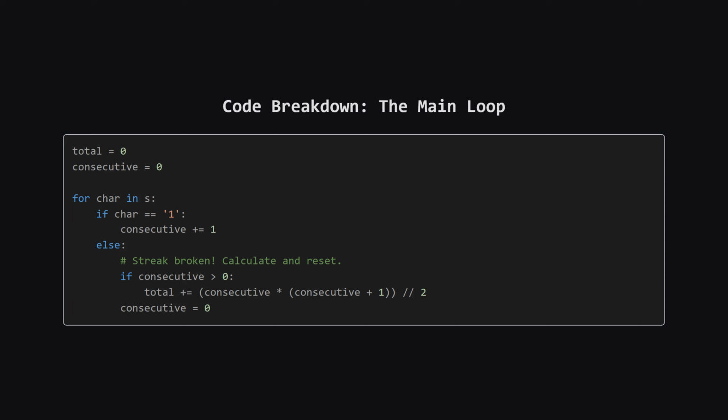The main part of the solution is this loop. We initialize our total and our consecutive counter to 0. Then, for each character in the string, we check, is it a 1? If it is, we just increment our consecutive counter. Easy. If it's a 0, that's our signal to act. We take the current value of the consecutive counter, plug it into our formula, add the result to our total, and then reset the consecutive counter back down to 0.